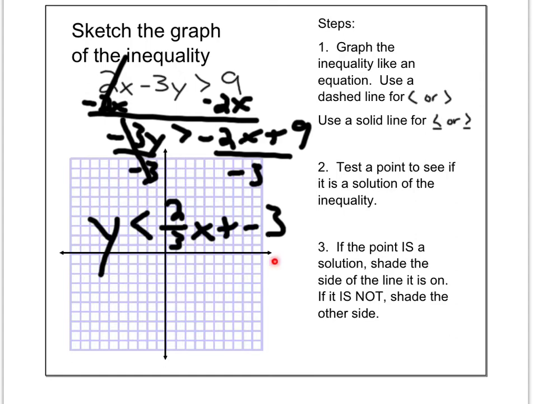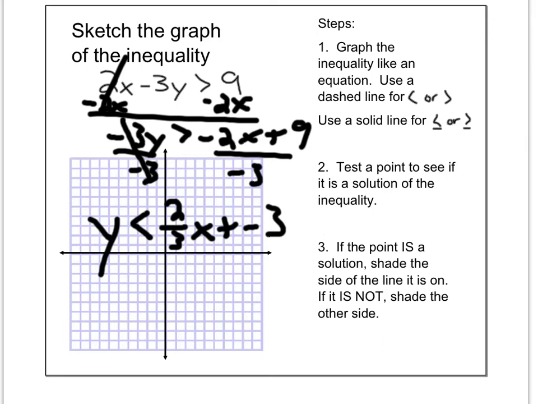So here is my inequality written in slope-intercept form. Now, I am going to erase that and rewrite it up here so I have room for my graph. Hopefully you did not write yours in here. If you did, you want to erase it because we can't write over our graph, because that's where we're going to put our line.